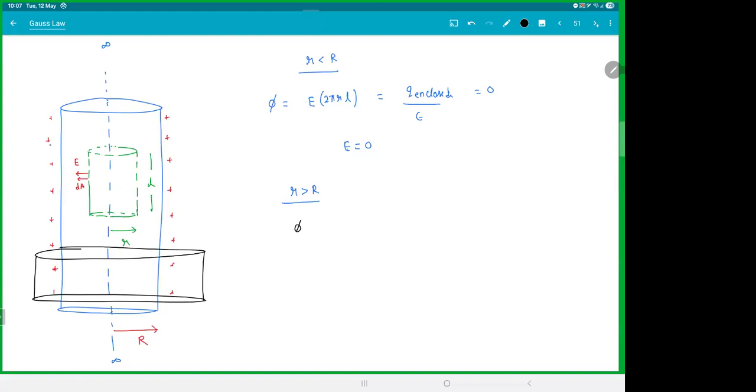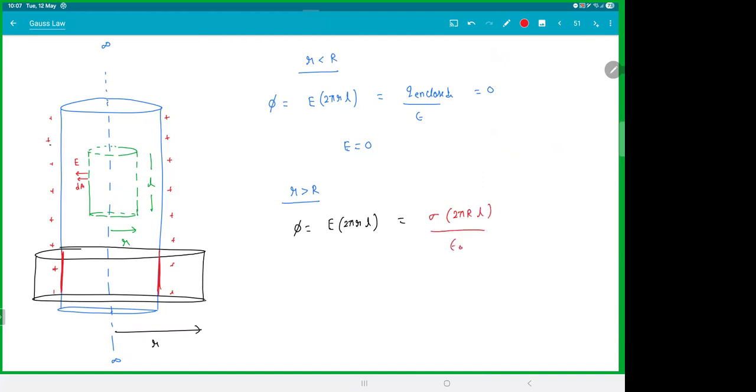So for the black one, the flux will be the same thing. I'm considering this also to be some radius r. Remember, r is just a variable. This would be E into 2 pi r L. Now, what is the charge here? Inside this black cylinder, this is all the charge that you have, which is on the cylinder, which is sigma into 2 pi capital R into L.